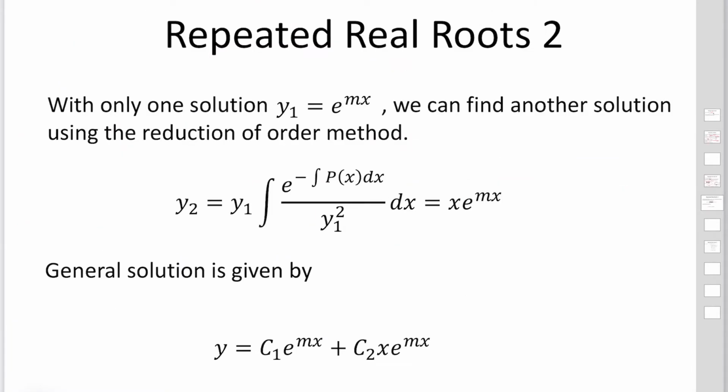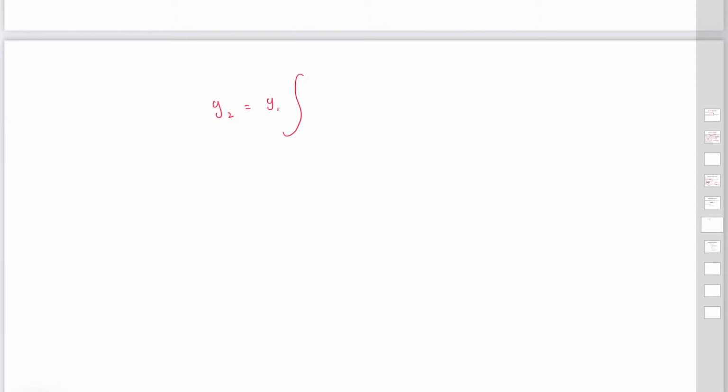With only one solution, y sub 1 equal to exponential mx, we can find another solution using the reduction of order method. Y sub 2 equals y sub 1 times the integral of exponential minus integral p dx over y sub 1 squared. In this case, p is expressed as b over a. So exponential of minus integral p dx is going to be exponential, where m is expressed as minus b over 2a, so this equals exponential 2mx.